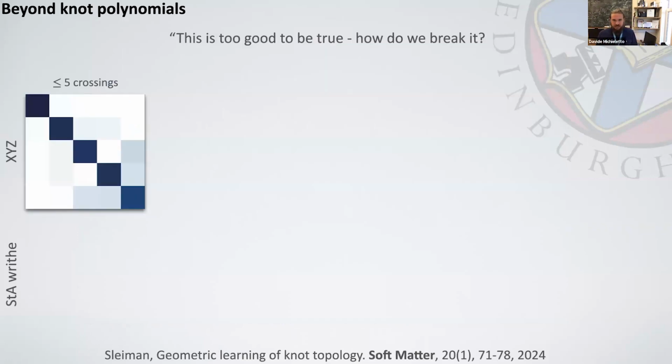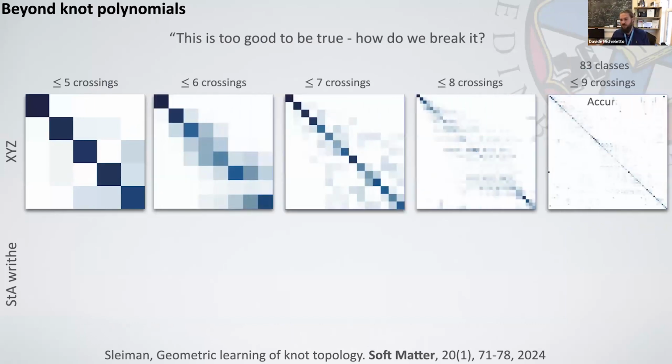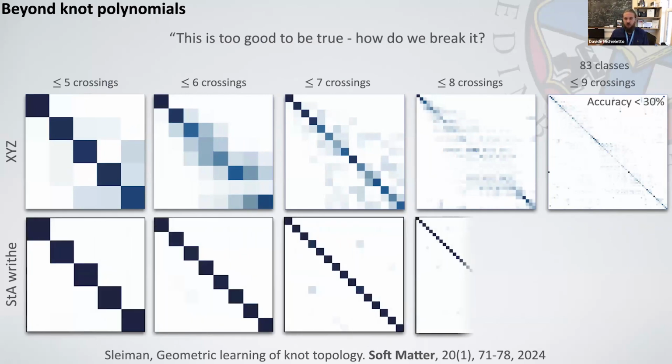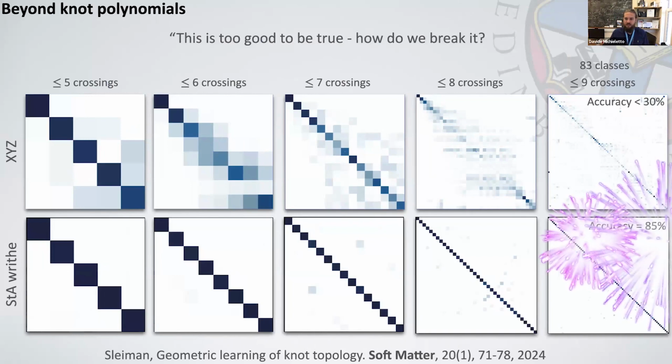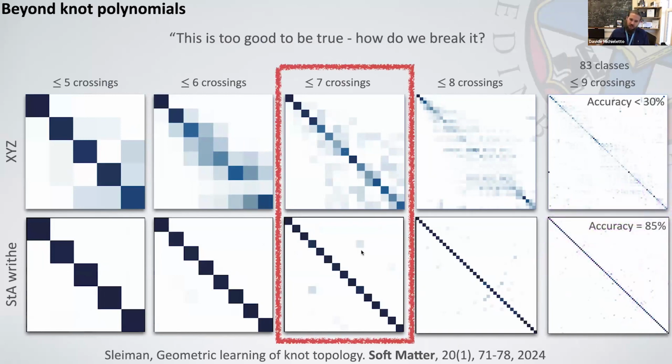What we did was to look at higher crossings. So we did 6 crossings, 7 crossings, 8 crossings, up to 10 crossings actually, and accuracy goes down for the XYZ a lot, but for the STA, it remains pretty high, up to 85%. But then we started to realize that they were starting to get confused here.